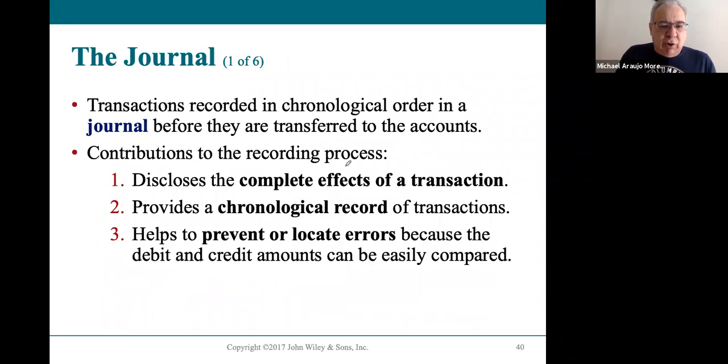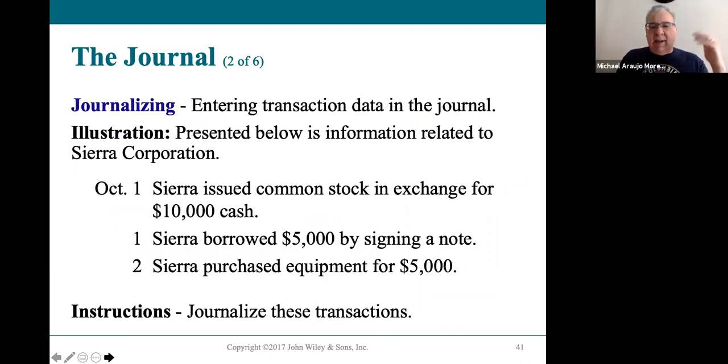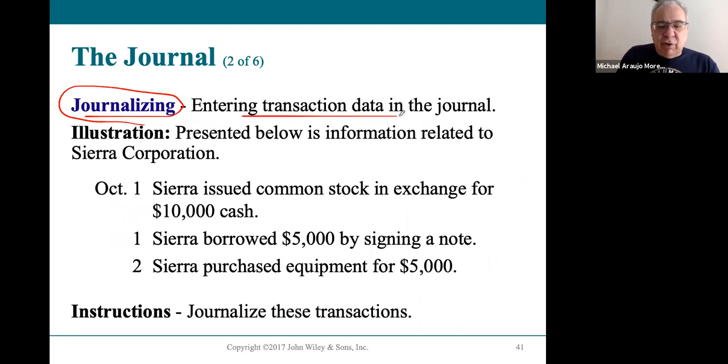The journal lists all transactions in chronological order, and so you're going to see how everything is dated and put in. The idea that we're entering data in the journal is what journalizing is. So when they ask you to journalize, all they're asking you to do is put the data in the journal. To illustrate how we do that, let's take a look at our friends at Sierra Corporation. This corporation that we've seen in Learning Objective 1 continues to be followed here throughout the chapter.